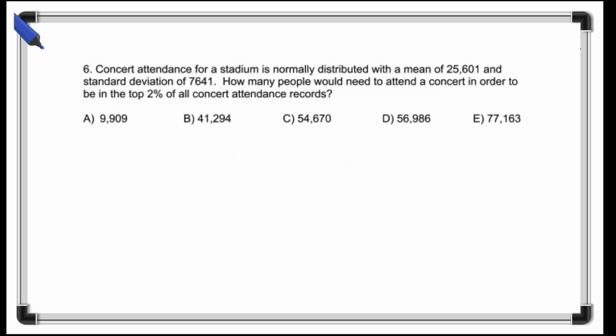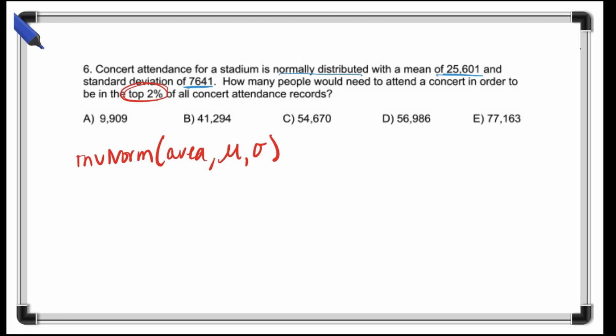Okay, so here we have concert attendance, normally distributed, with a mean and a standard deviation. We want to know how many people would need to attend in order to be in the top 2%. Now, here you're given a percentage, right? When you're given a percent, you're going to use the inverse norm. So inverse norm is the area and then mean and standard deviation.